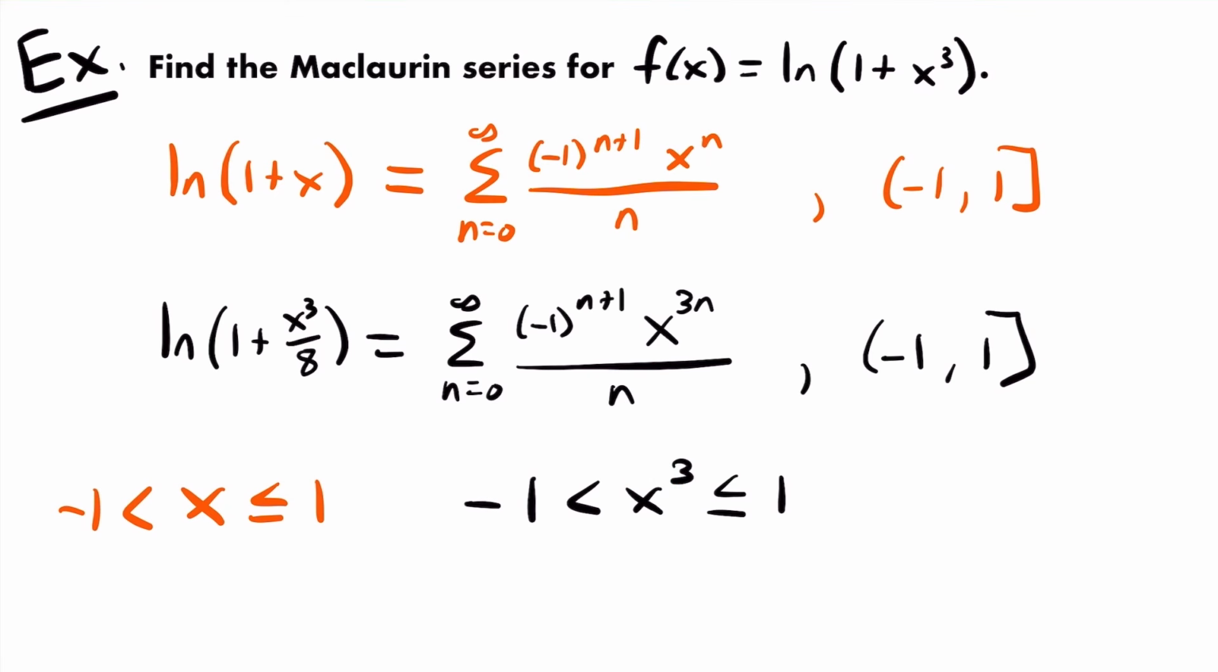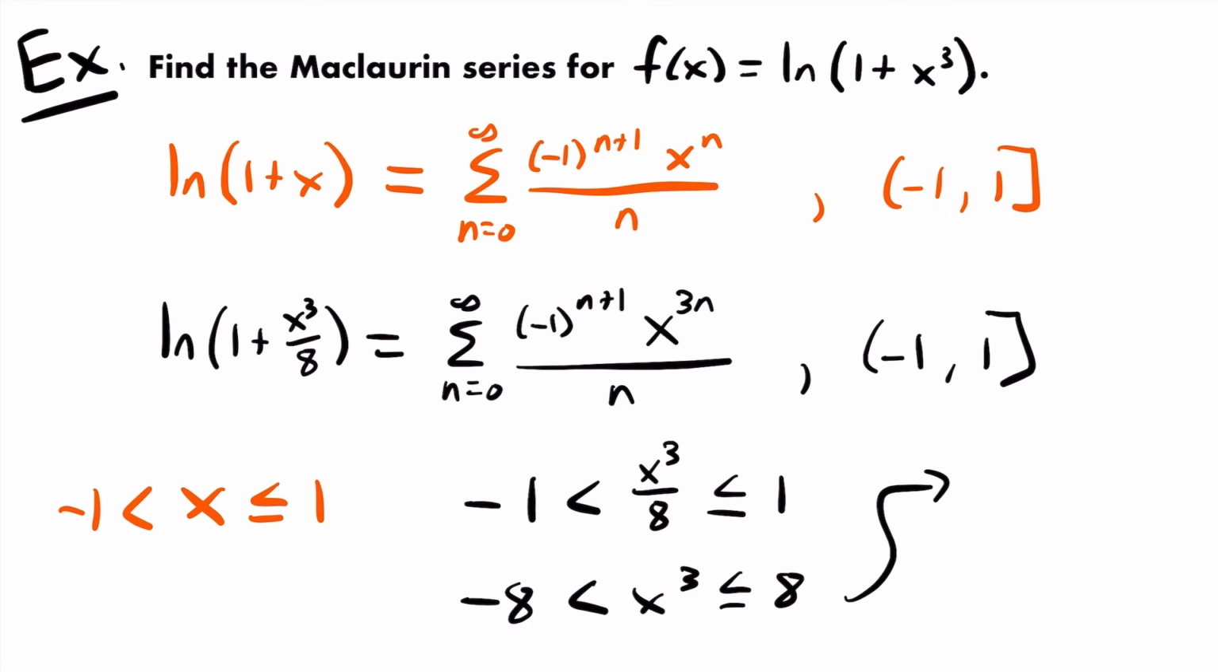So if we do that for this little example here, if we replace x cubed with x cubed divided by 8, then we need to multiply every side by 8, and that will give us negative 8 less than x cubed less than or equal to 8, because negative 1 times 8 is negative 8, and 1 times 8 is 8. And now if we take the cubed root of each part, the cubed root of negative 8 is negative 2, the cubed root of x cubed is x, and the cubed root of 8 is 2, and so that would give us negative 2 less than x less than or equal to 2, which in interval notation is negative 2 to 2, including 2.